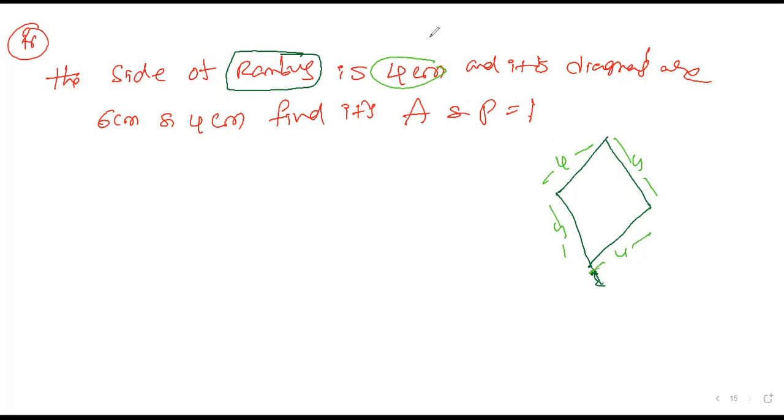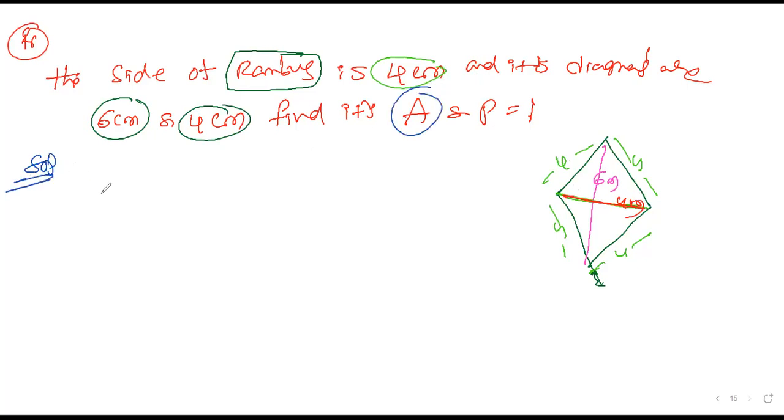Then they mentioned the diagonal lengths: one diagonal is 6 centimeters, one diagonal is 4 centimeters. According to my understanding, the longest one is 6 centimeters and the shortest one is 4 centimeters. So according to this, we should start working. Solution: they are asking for the area. What's the area of the rhombus?